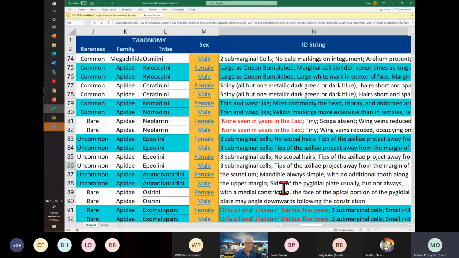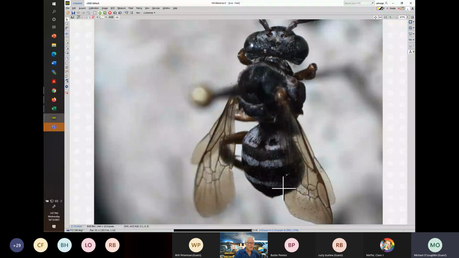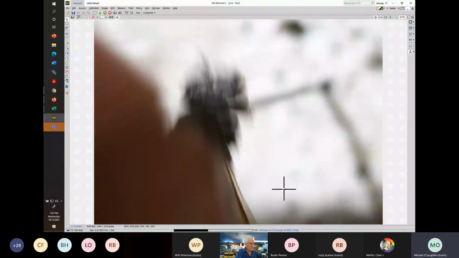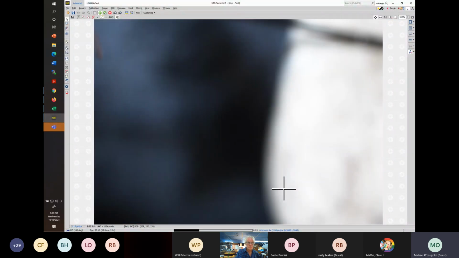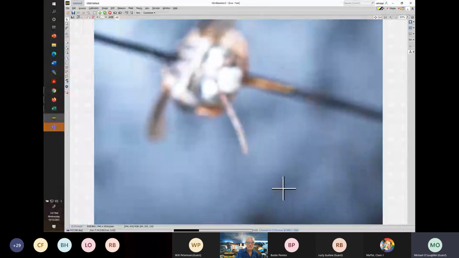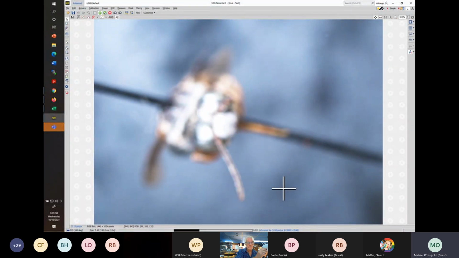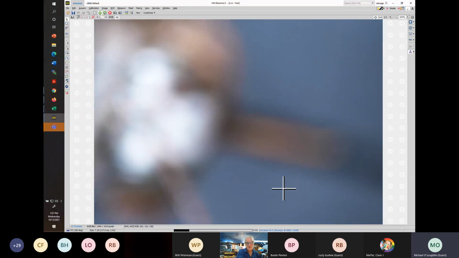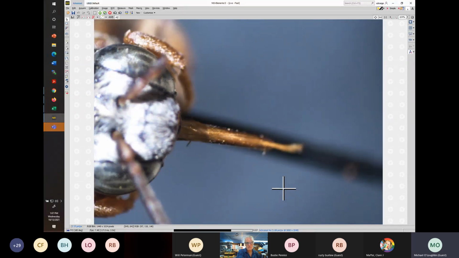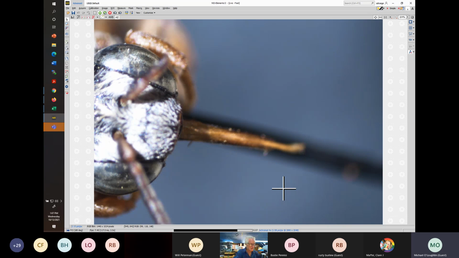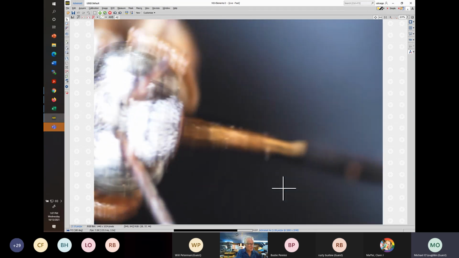Okay, so let's look at some of that. Here we have our male, and let's look at the mandible first, and I'm not sure how viewable that is at the moment, but let's see what we can do. There, its tongue is completely everted. Its mandible is not visible in that view.